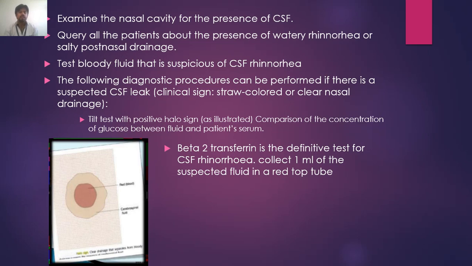Clinical signs can be straw colored or clear nasal drainage. We can do a ring test with a positive halo sign as illustrated in the photo. Comparison of the concentration of glucose between the fluid and the patient's serum can also be done. Also, beta-2 transferrin is a definitive test for CSF rhinorrhea. We collect 1 ml of suspected fluid in a red top tube, and then we send it for biochemical analysis.